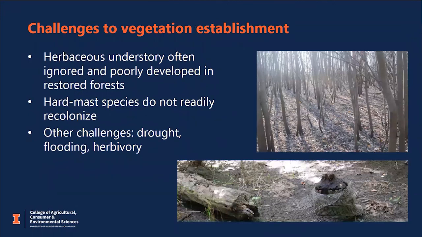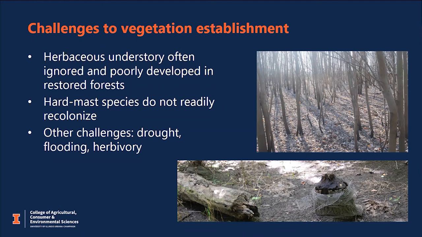So some other challenges to vegetation establishment in restored wetlands. The herbaceous understory: herbaceous plants are often ignored during restoration of forests, with a focus instead on trees. And so herbaceous understories are often very poorly developed in restored forests. And even species that are very typical of and common in naturally occurring forested wetlands are just missing from restored forests. And so I think there needs to be more attention paid to directly seeding understory herbaceous communities as well as the trees.